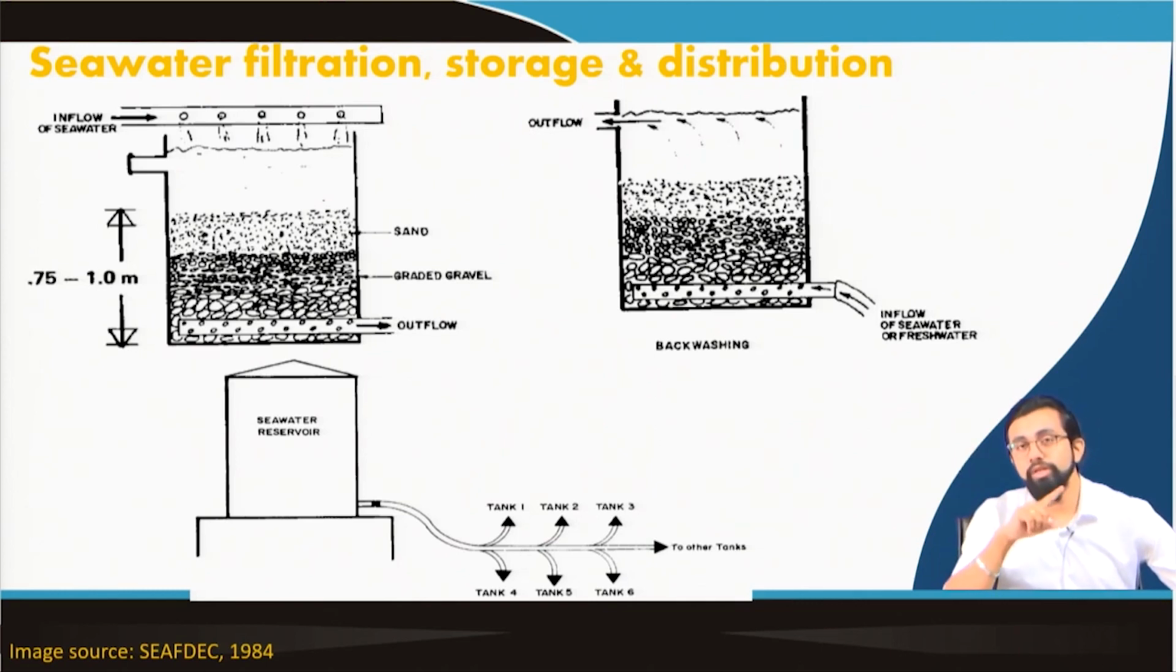Okay. So we are collecting the seawater through this filtration unit. You will see the seawater reservoir, tank 1, tank 2, tank 3, tank 4, tank 6, and the other tanks. It's going this way. You will normally design the distribution channel.